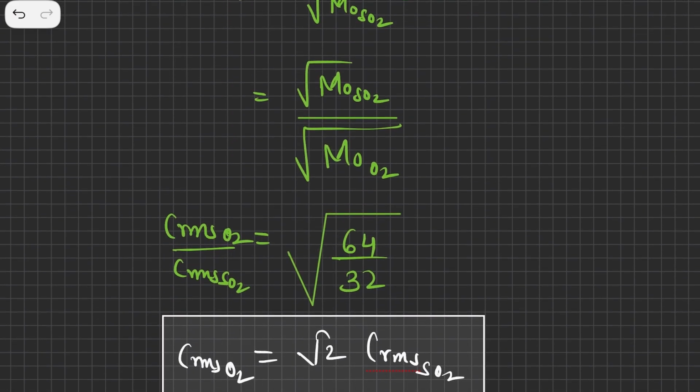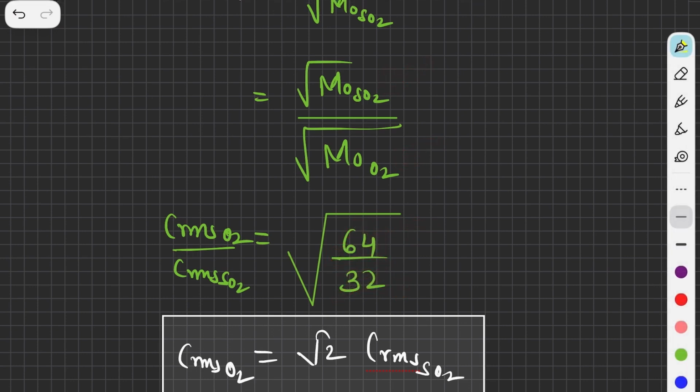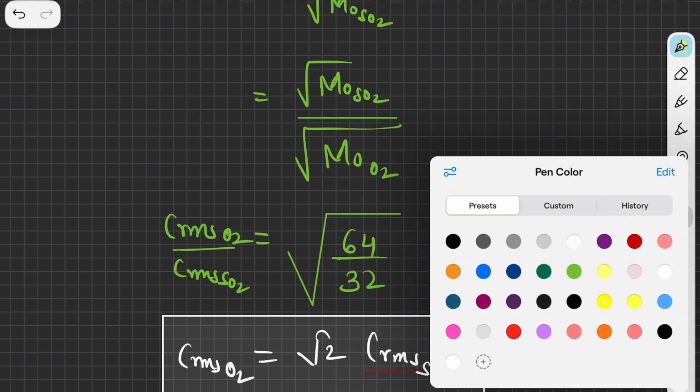Now let's fill in the values. This is 64, this is 32, so I'll get 64 upon 32. 32 ones are 32, 32 twos are 64, so I'll just do it with a different color. We'll do it with white.